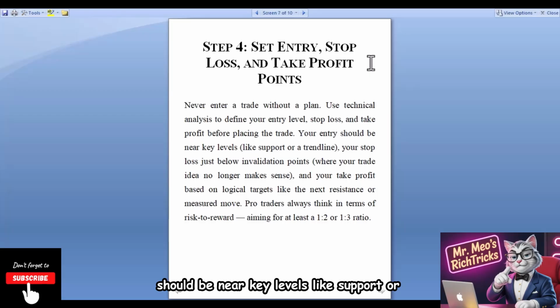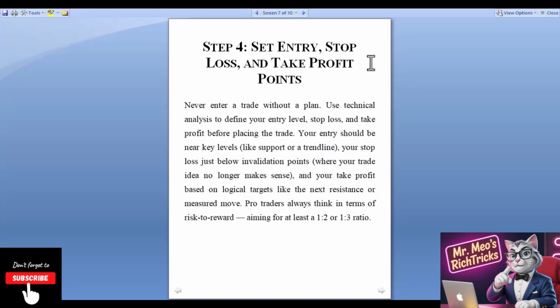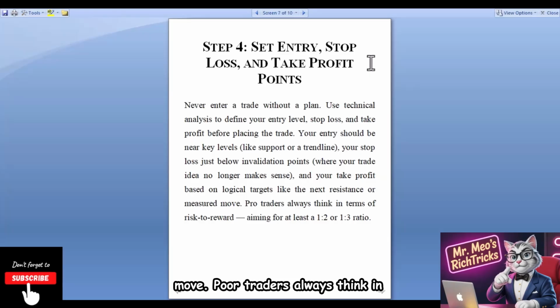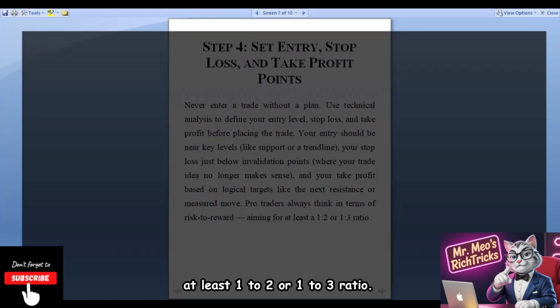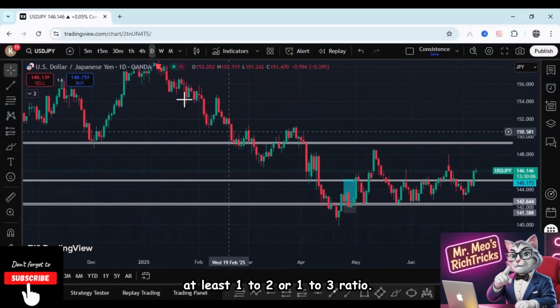Your entry should be near key levels like support or a trend line. Set stop loss just below the invalidation point where your trade idea no longer makes sense. Set your take profit based on logical targets, like the next resistance or measured move. Professional traders always think in terms of risk to reward. So aim for at least a 1-to-2 or 1-to-3 ratio.